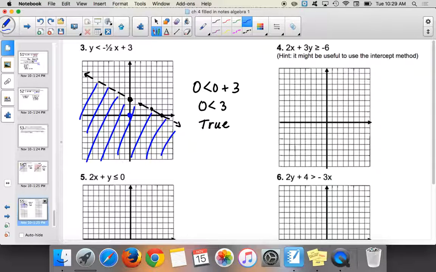On this test on Friday, do we have some form of notes with us? Nope. You got to know this. This is like one of the main topics in Algebra 1. You have to know how to graph lines.